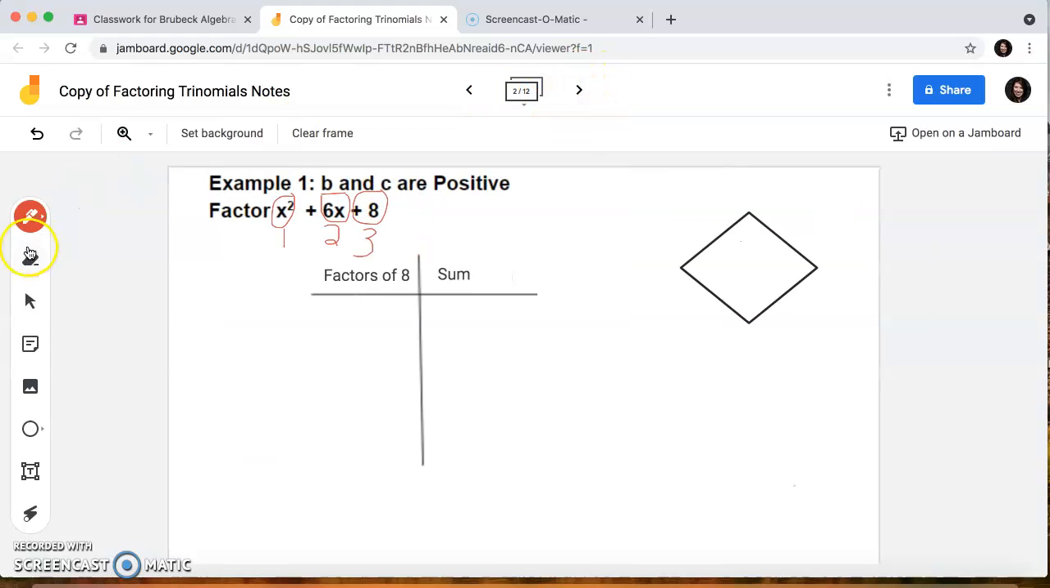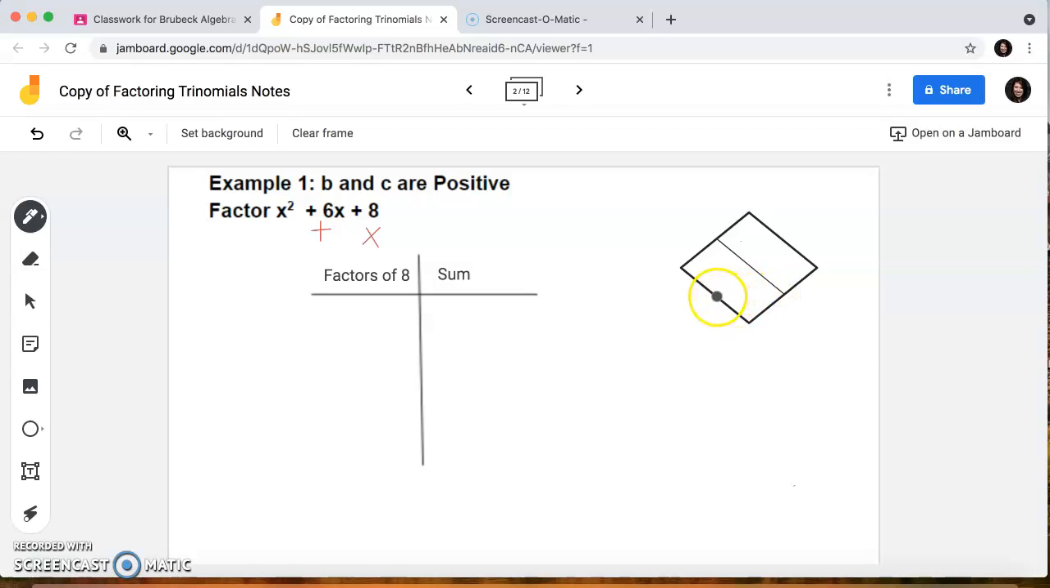So there's a trick for factoring. When we are factoring, the trick is that we want to find two numbers that multiply to get us 8 and add to get the middle number of 6. So you want to find two numbers that multiply to get 8 and add to get 6. And there's a trick. I oftentimes show students this diamond method.